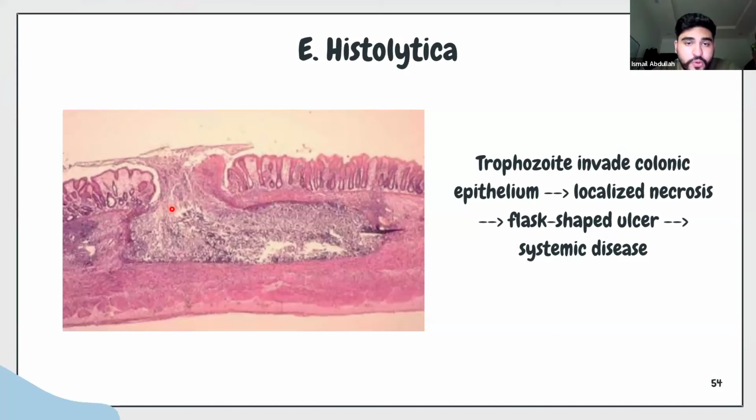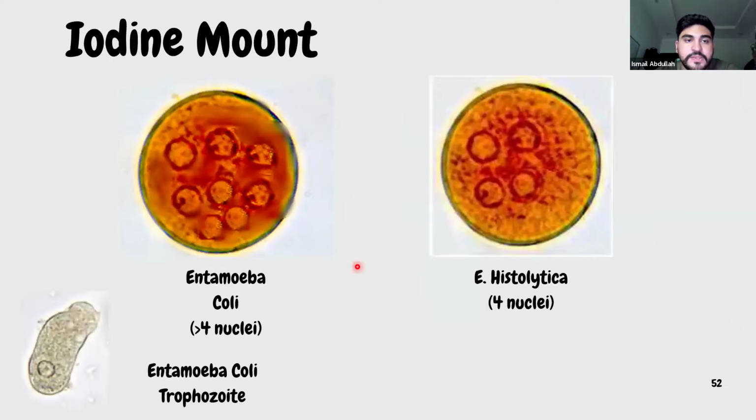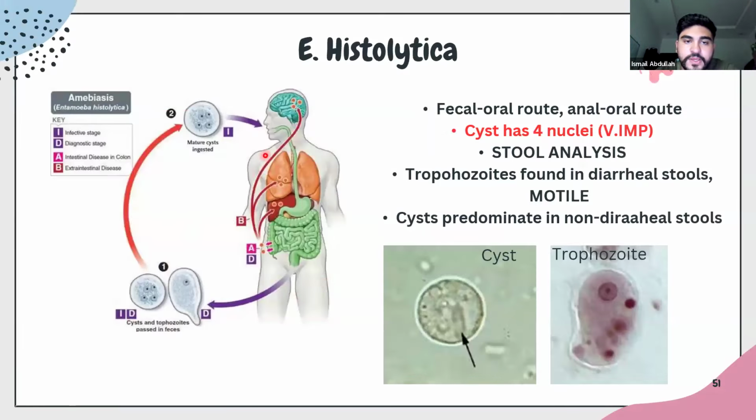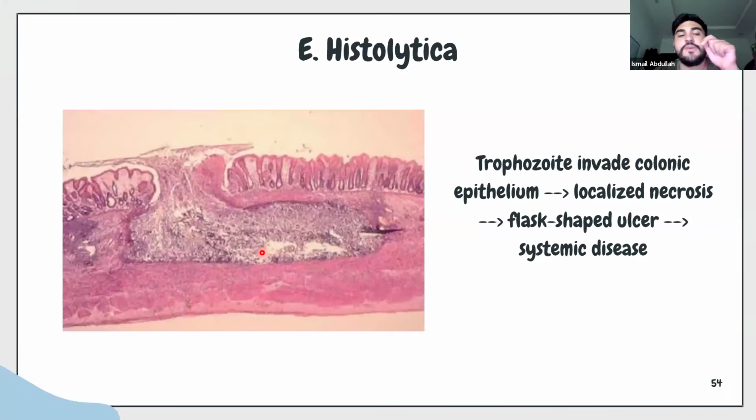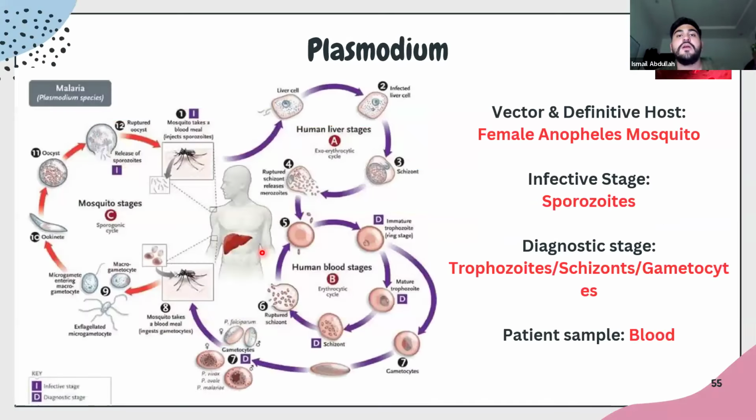Now, this is quite important. This is an ulcer in the colon epithelium, and it's a flask-shaped ulcer. This is high yield to know: flask-shaped ulcer. This is how it will leave the intestine and cause extra-intestinal manifestations, the ones that we talked about here. So this is how it does that. So it's very high yield.